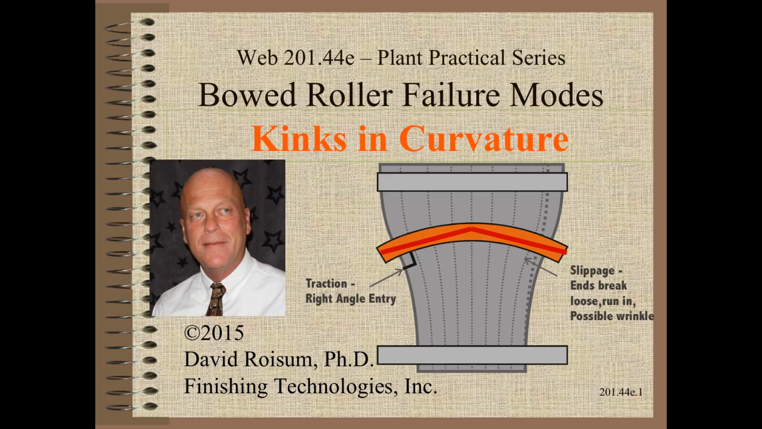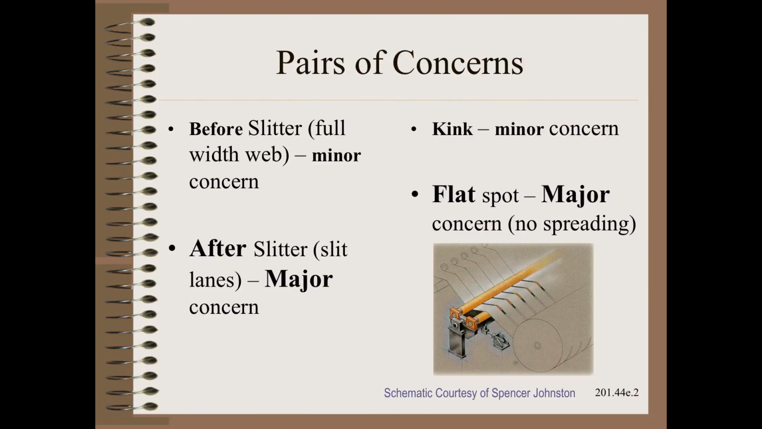In this clip, we continue our series on bowed roller failure modes by looking at the risks of a bowed roller arc that has kinks and flat spots in its curvature. Only certain applications are very sensitive to the quality of curvature.